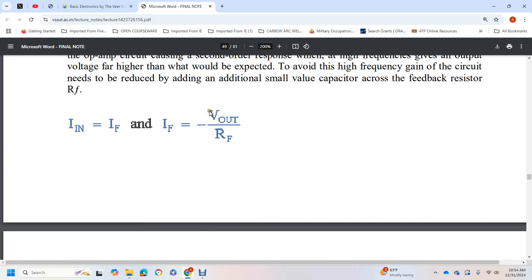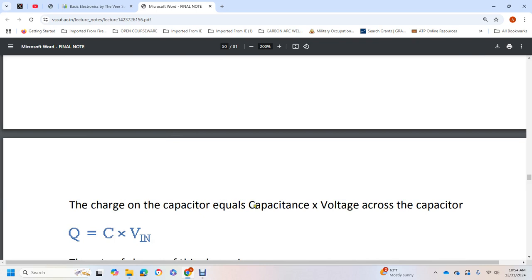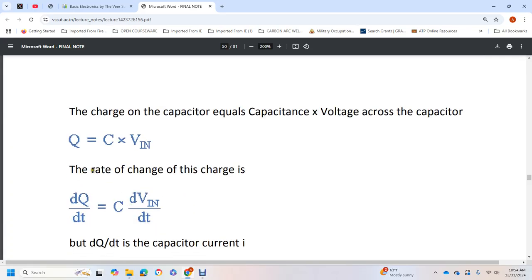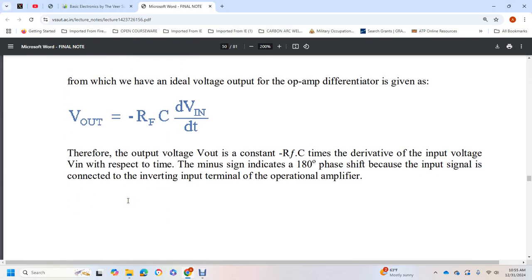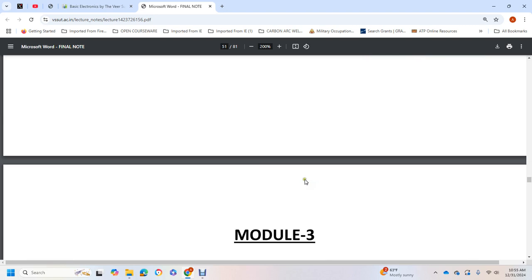The feedback current is equal to the output voltage over the feedback resistance. The charge on the capacitor, and the voltage across the capacitor, is equal to the current times the time, giving the rate of change of the input voltage. Therefore, our output voltage is a constant, the negative of the resistance times capacitance, multiplied by the time derivative of the input voltage. The minus sign indicates the 180 degree phase shift with the input signal, due to the inverting input terminal of the operational amplifier.